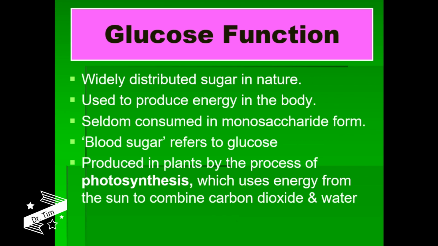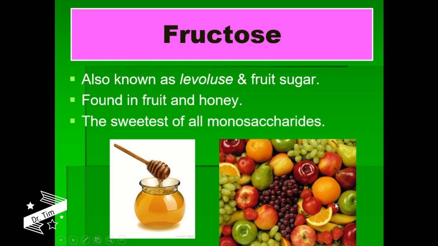So let us see what glucose's function is. Glucose is the most widely distributed sugar in nature. It produces energy in the body and is seldom consumed in monosaccharide form. Our blood sugar level usually refers to the glucose level in blood. It is produced in plants by a process known as photosynthesis, which uses energy from the sun to combine carbon dioxide and water.